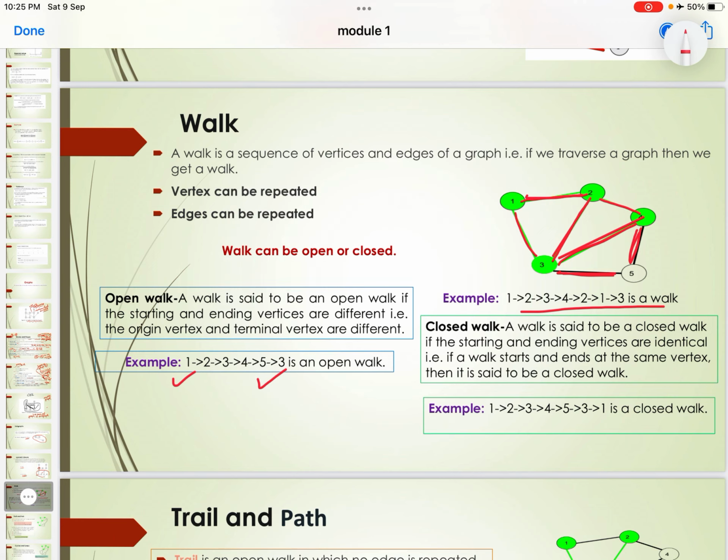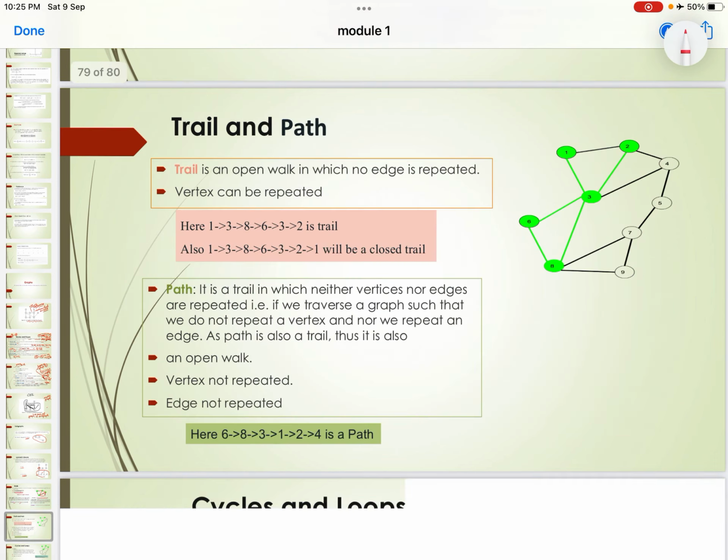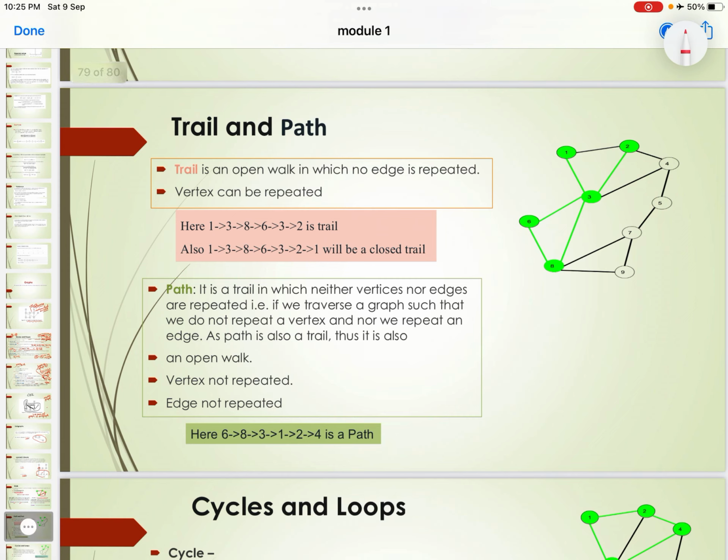Closed walk. A walk is said to be closed walk if the starting and the ending vertex are identical. That is, a walk starts and ends at the same vertex. Then it is said to be a closed walk. In a walk, vertices can be repeated and edges can be repeated.